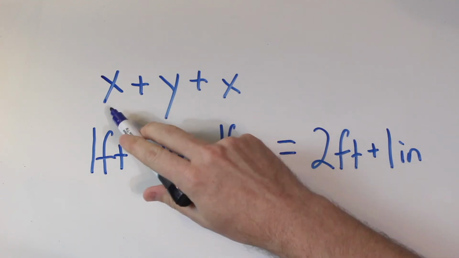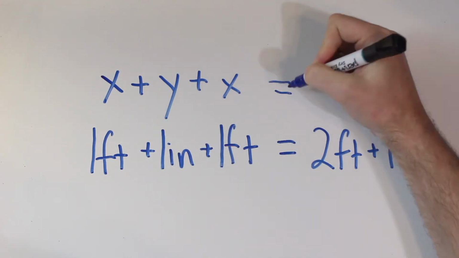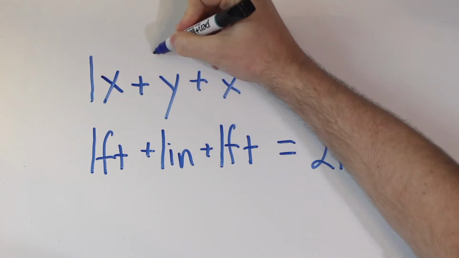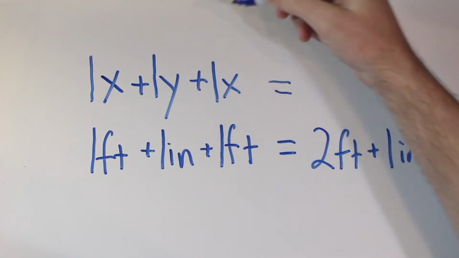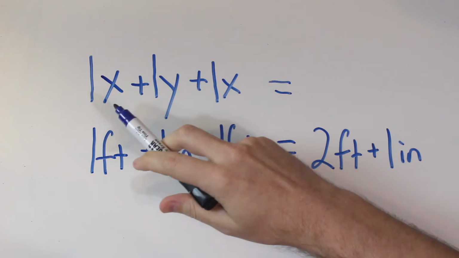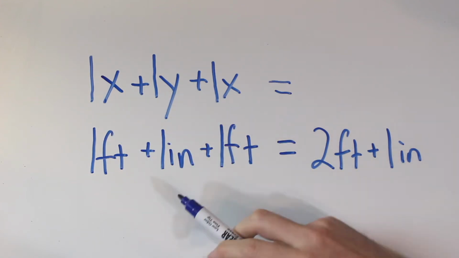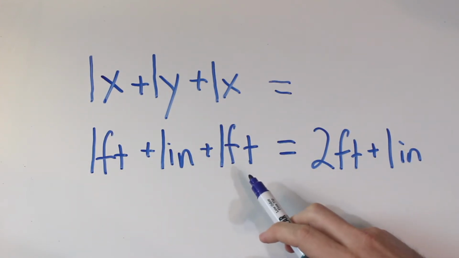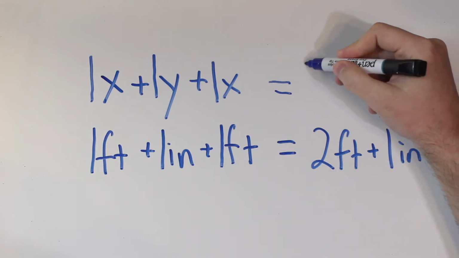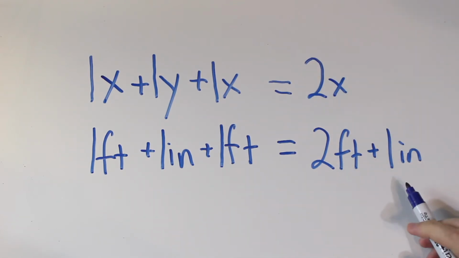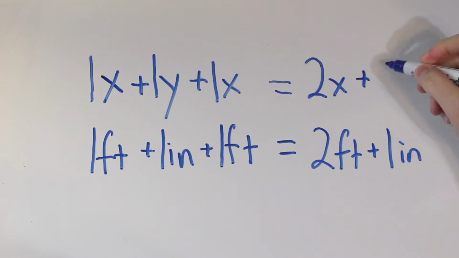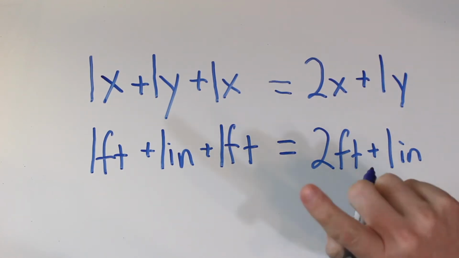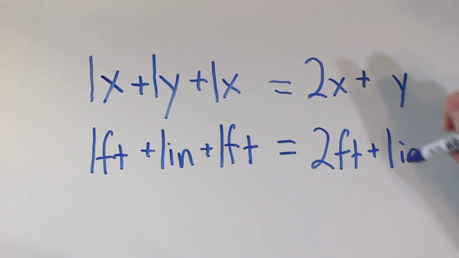X plus y plus x is the same as 1x plus 1y plus 1x. 1x and 1x can combine, just like 1 foot and 1 foot combined. It becomes 2x. So our answer is 2x plus 1y, or simply 2x plus y.